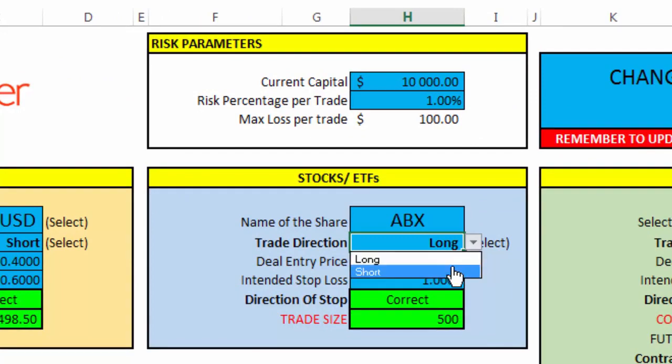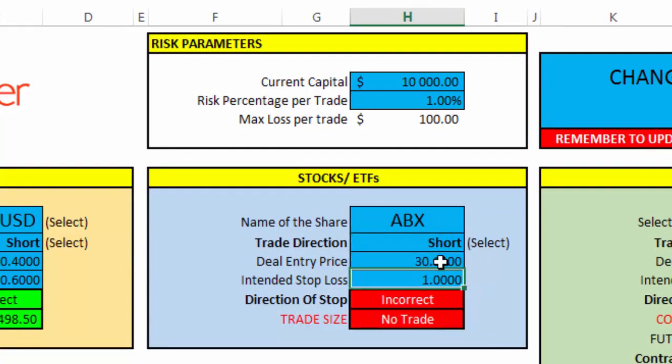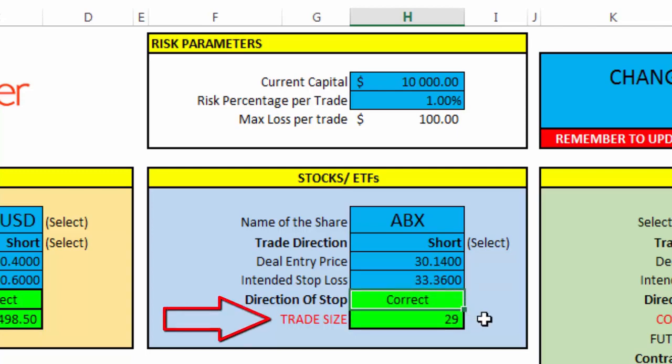So we want to go short the share, and with the entry level, let's put that in as 30.14, and the stop at 33.36. You'll note that the system then kicks out a position size of 29 shares only. So what this means is that should we enter here and get stopped out, the loss on the 29 shares will not be greater than our risk parameter. In this example, our risk parameter was 1% of our portfolio value, and the portfolio value here was set as $10,000.